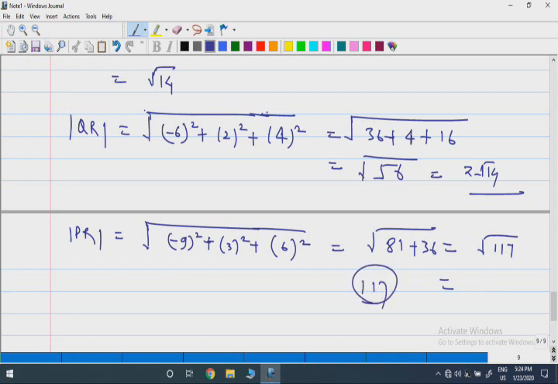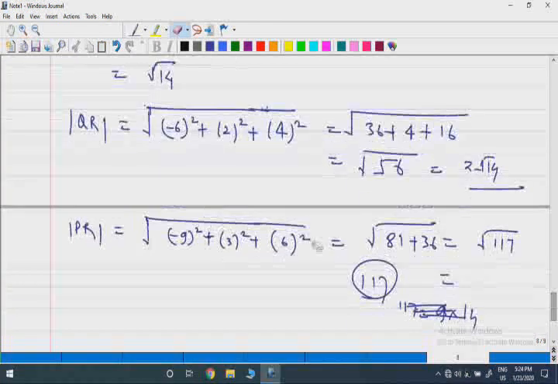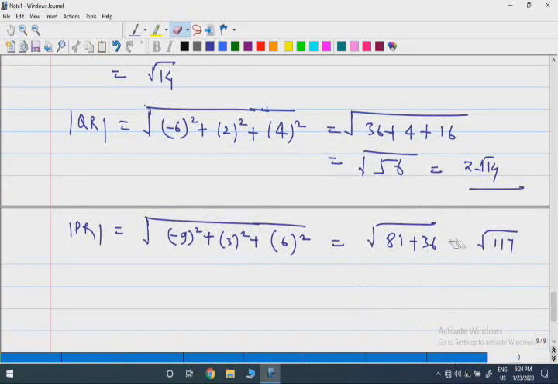117 is 9 into 14? No, it is not. I think I have done something wrong. Minus 9 whole square. What will be PR distance? I'm really bad. It's not 0 whole square, it's 3 whole square. I was supposed to add 9 more. I'm sorry, my bad. So, this would be 81 plus 9 plus 36.